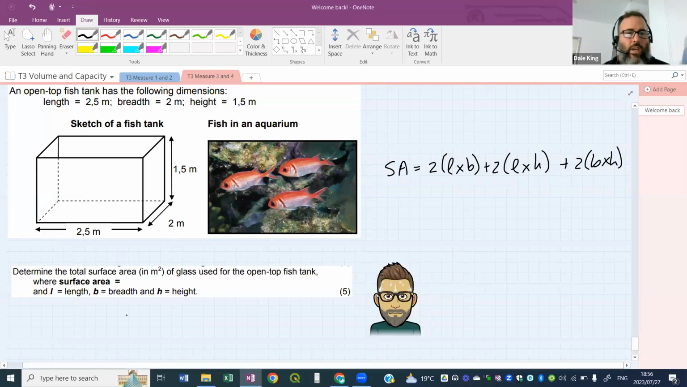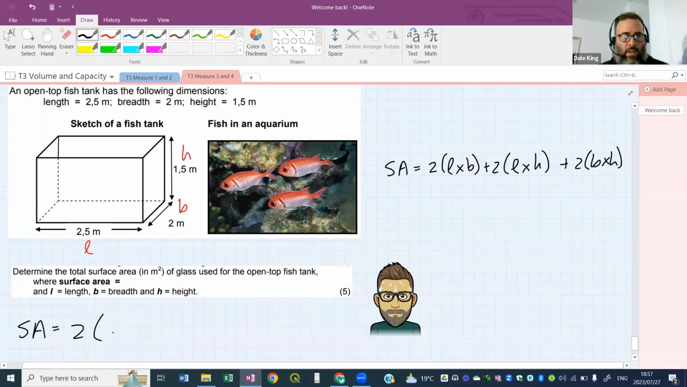Okay, you keep going. I'm going to start you at the bottom, and we'll meet in the middle. Okay, so we need surface area. I'm going to say my length is this 2,5 here. The breadth is the 2, and the height is 1,5.